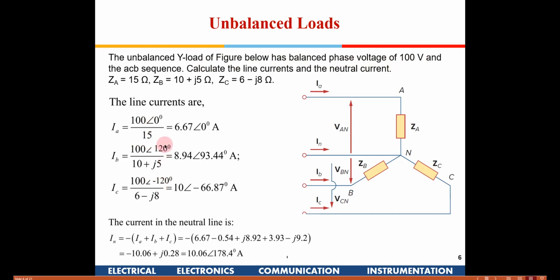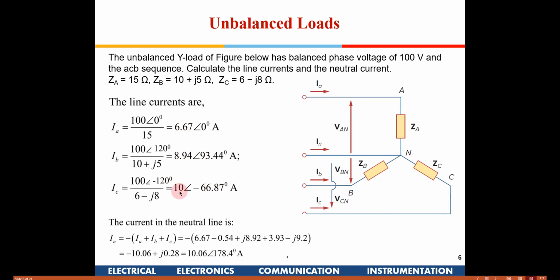We need to be careful with these angles when we are finding the values of the currents. Otherwise the net power factor and other things will give an erroneous answer if you don't take care of these angle aspects. So this is 120, and this is minus 120, or you can write 240, whichever is comfortable. You divide by the individual loads which are connected in each of these phases.